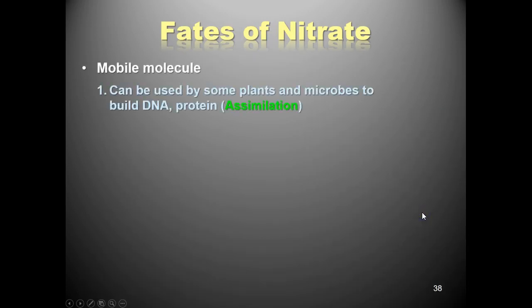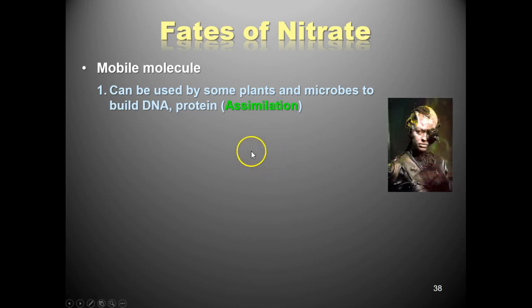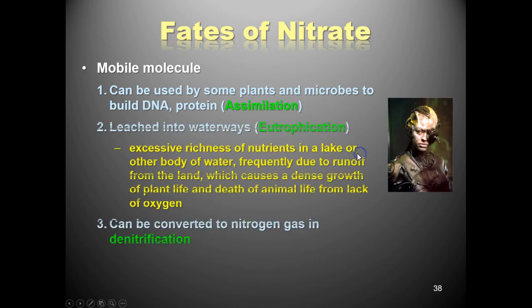So we have this nitrate, and what can we do with that? It can be used by plants and microorganisms in the process to make DNA and protein. We call that assimilation. Why did I put the picture of this that I did here? If any of you are old Star Trek fans and you know about the Borg, they assimilate other species, so I thought that was a good tie-in.